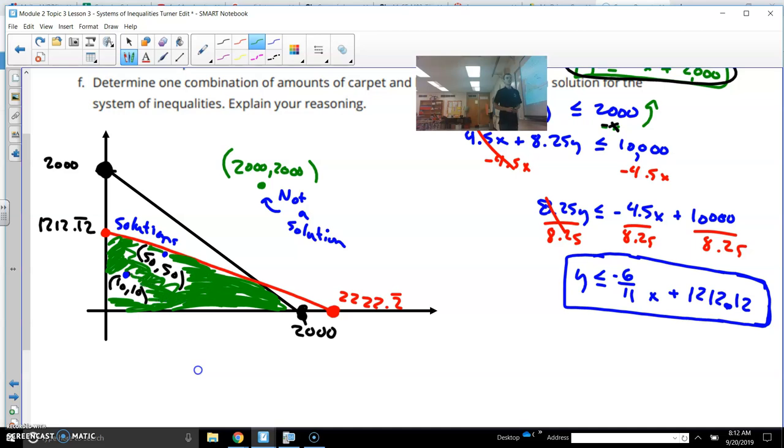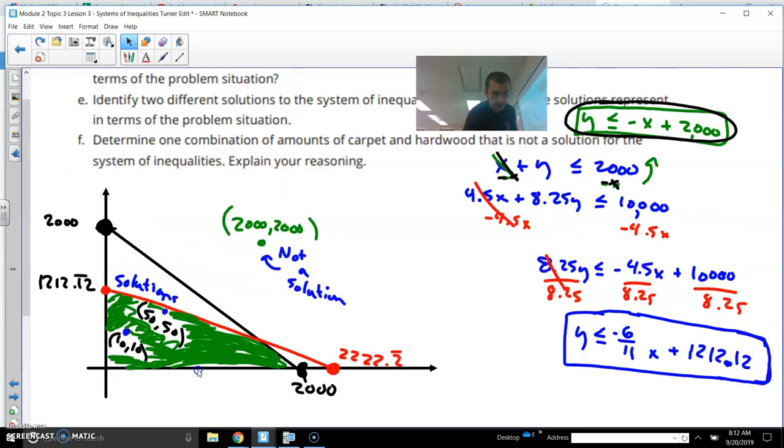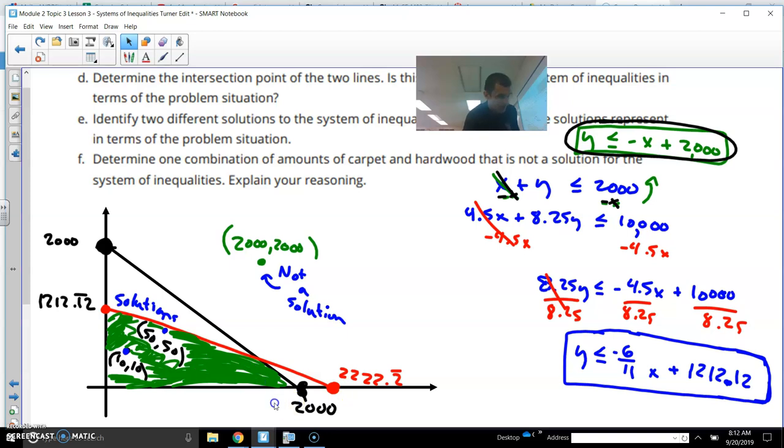So for example, 10, 10, I could buy 10 square feet of each one, or I could do 50 square feet of each one. That would work in the pricing and the amount of square feet total. Now you could not get 2,000 square feet of each one because that would be way too expensive and you don't have near the room for it. So one of the things it asks is, what is the point of intersection?